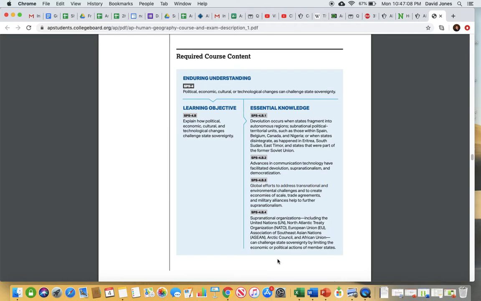The idea of environmental challenges. Obviously, President Trump pulled the United States out of the Paris Climate Change Accord. That was something where countries all over the world had come together to agree to lower greenhouse gas emissions. So that was something that the U.S. did because we thought our sovereignty was being overstepped more than we wanted it to be. So that would be an issue with environmental challenges.